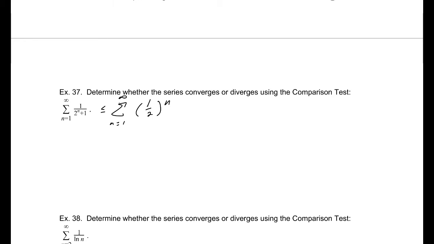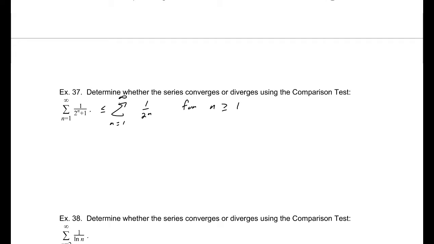Or if you would prefer, 1 over 2 to the n. That is in fact less than that. It is less than or equal to 1 over 2 to the n. And that is for n greater than or equal to 2. No, actually this one is true at 1 as well. Okay, and again, this is just strictly less than.